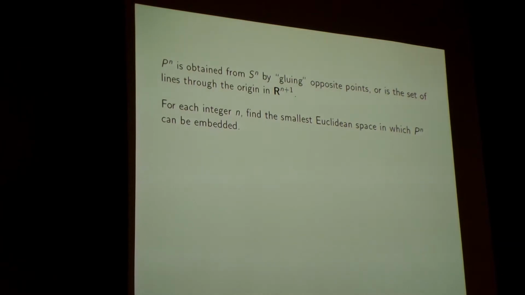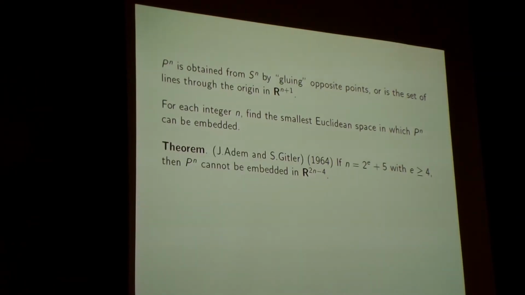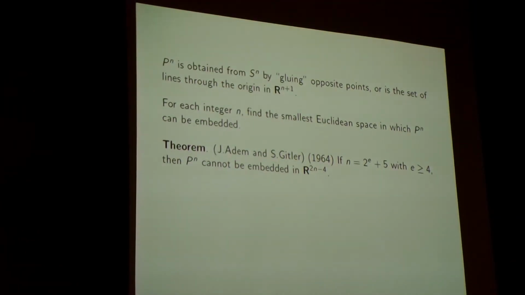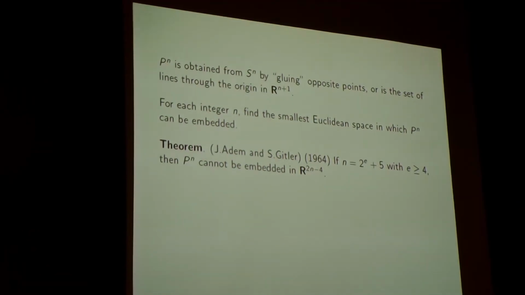What's the smallest Euclidean space in which Pn can be embedded? This is a very natural question in topology, and it was a very hot topic back during the 1960s. And at that time, Sam and Jose Adem were the world's experts on this problem.